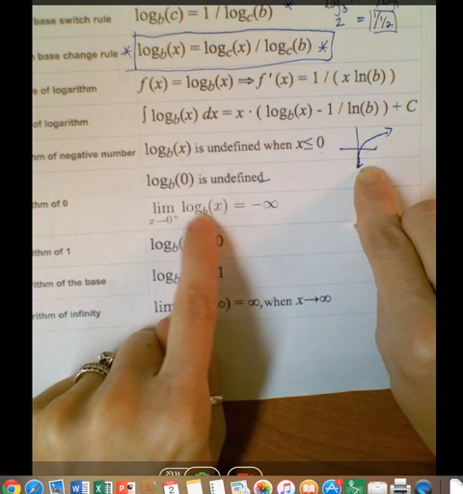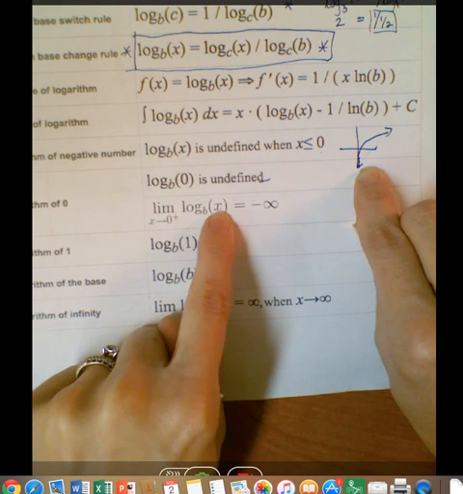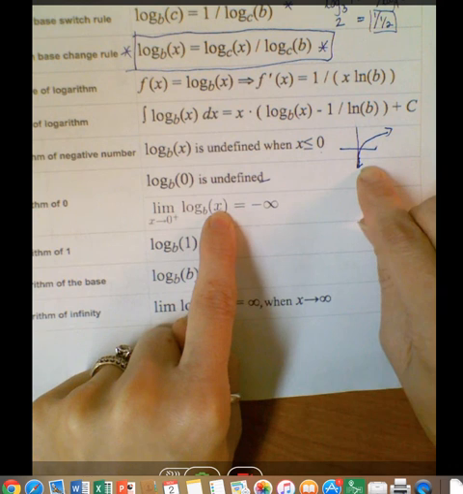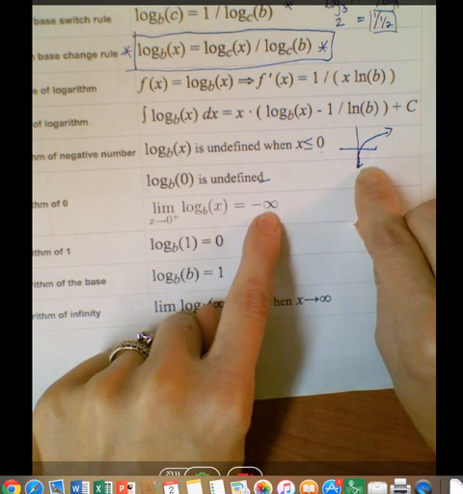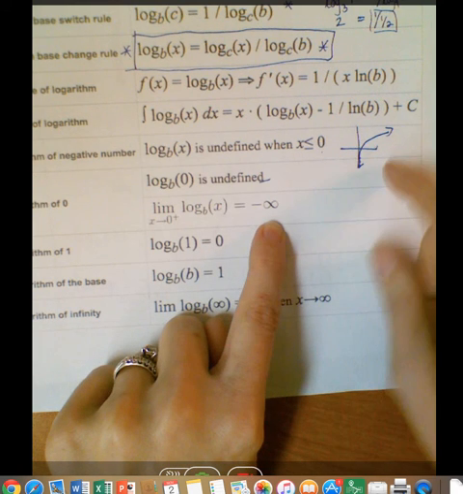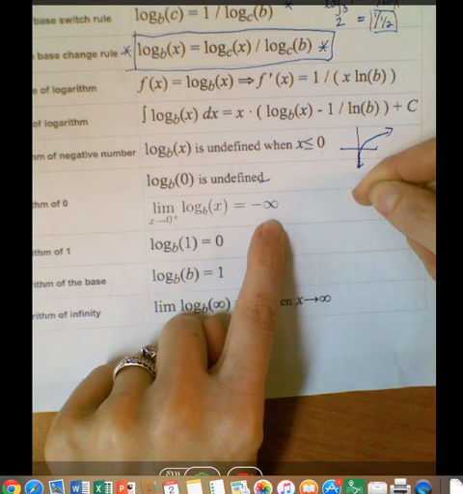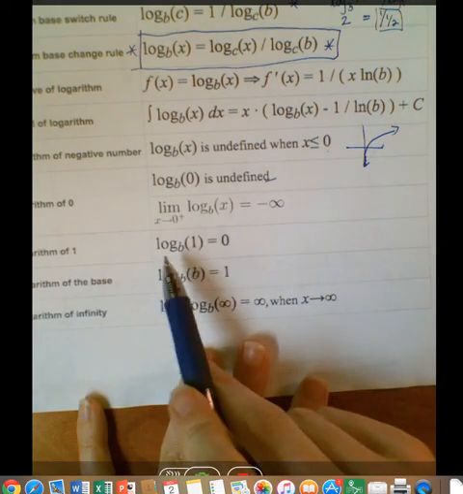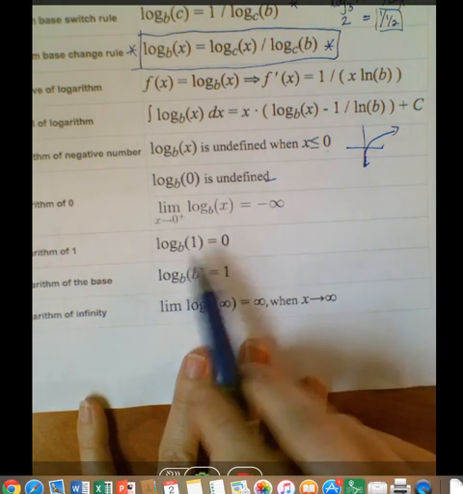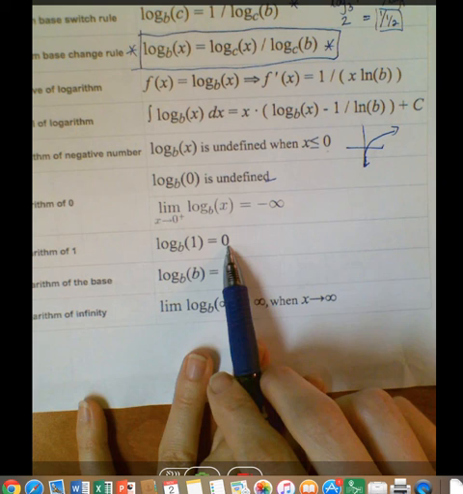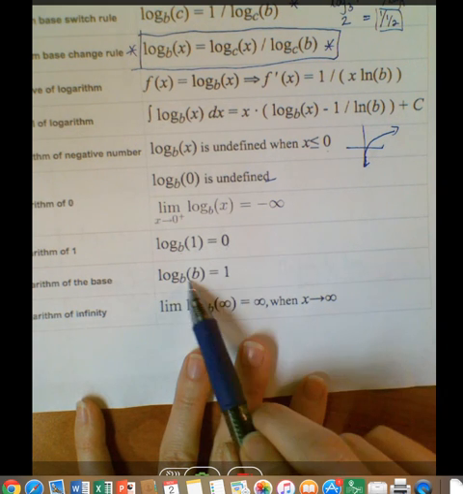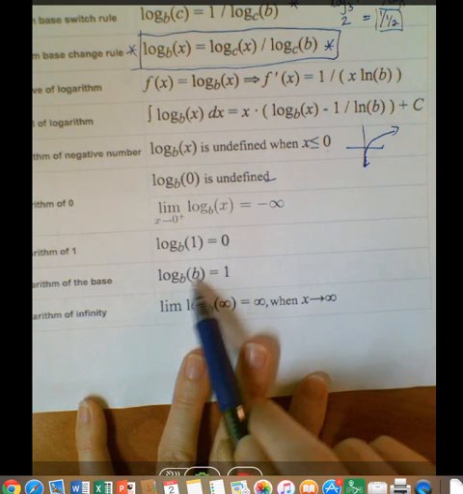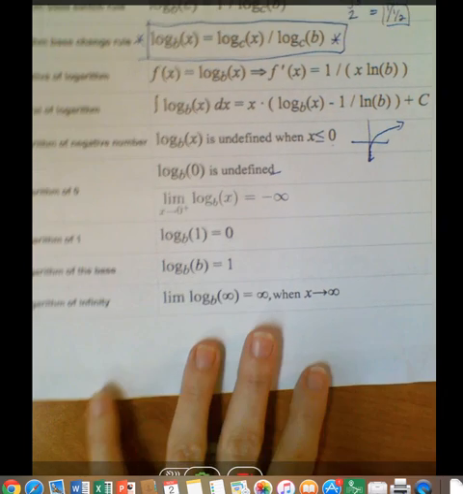So log base b of x for this function, the output of that is getting closer and closer to negative infinity. So as this gets closer to 0 from the positive side, the output gets more and more negative, closer to negative infinity. Okay. Log base b of 1 is 0 because anything raised to the 0 is 1, and anything raised to itself is b. So a couple of important rules there.